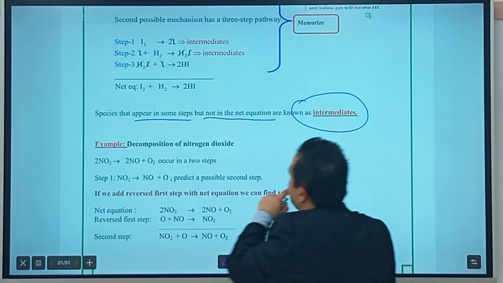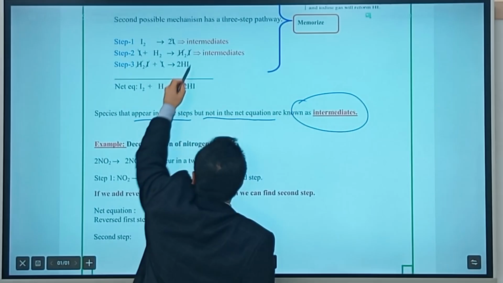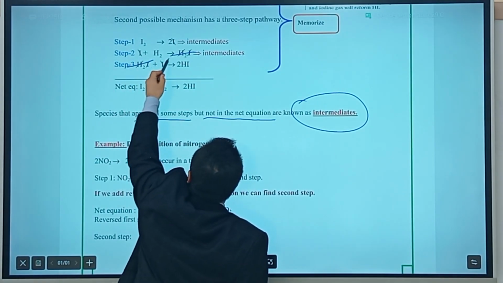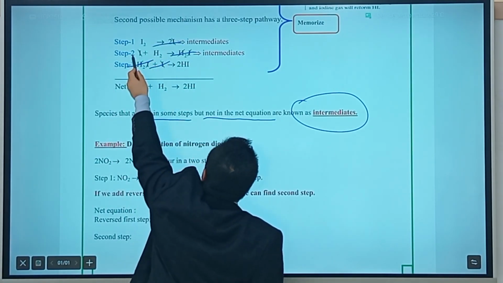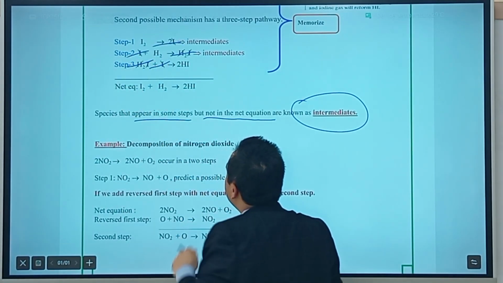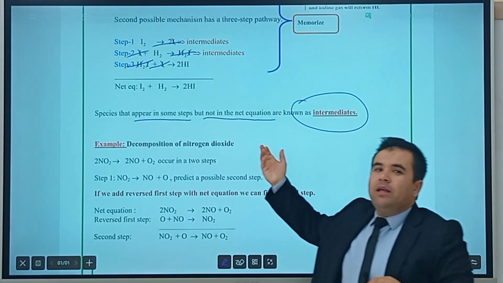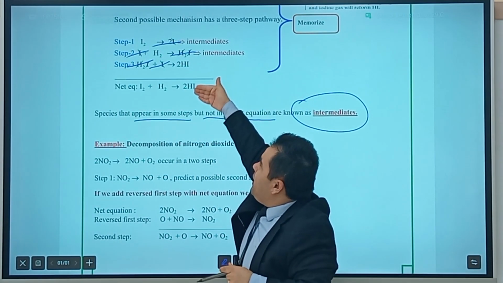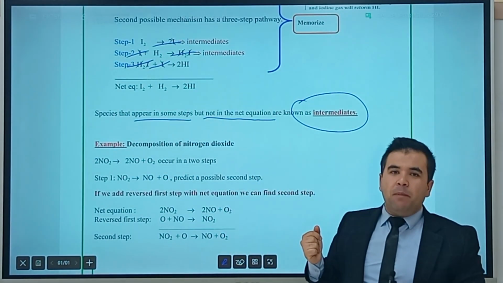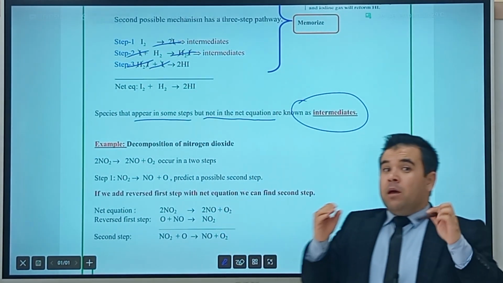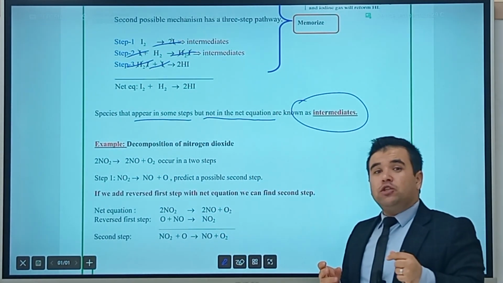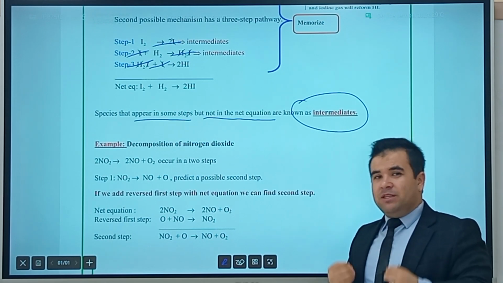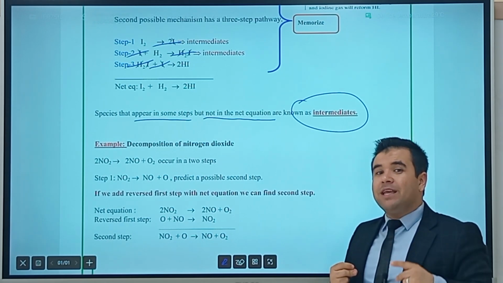Example for the intermediate in the above mechanisms, H2I cancelled with H2I, I with the 2I, I with the 2I. So the I and H2I, they are both intermediates. Why? Because they appear in the mechanism but disappear in the main equation. But guys, we have another species which appears in the mechanism but disappears in the equation. We call it the catalyst.